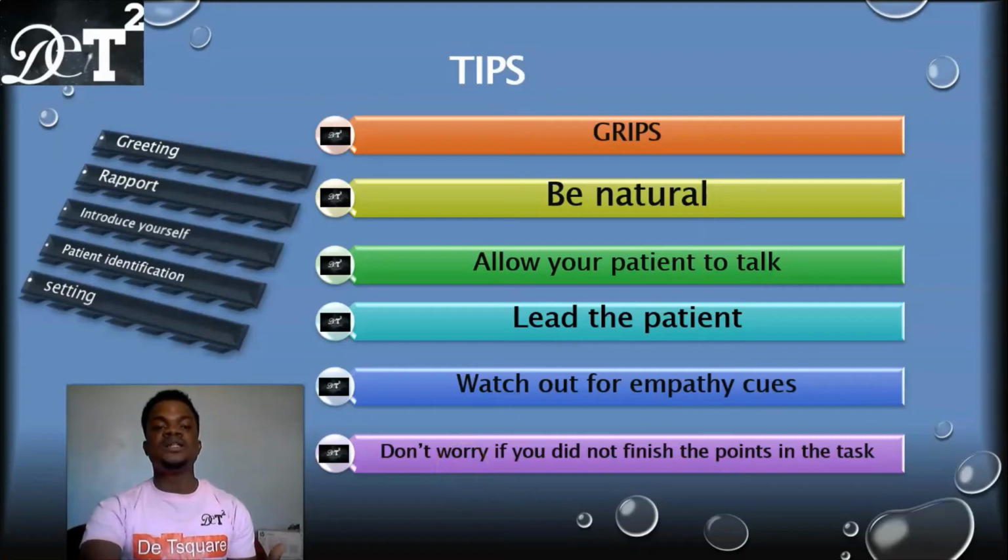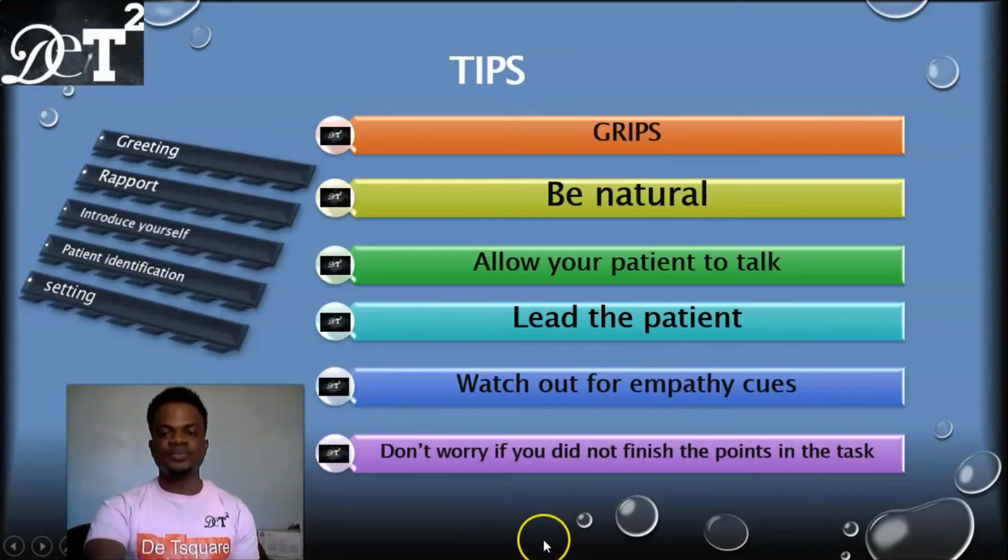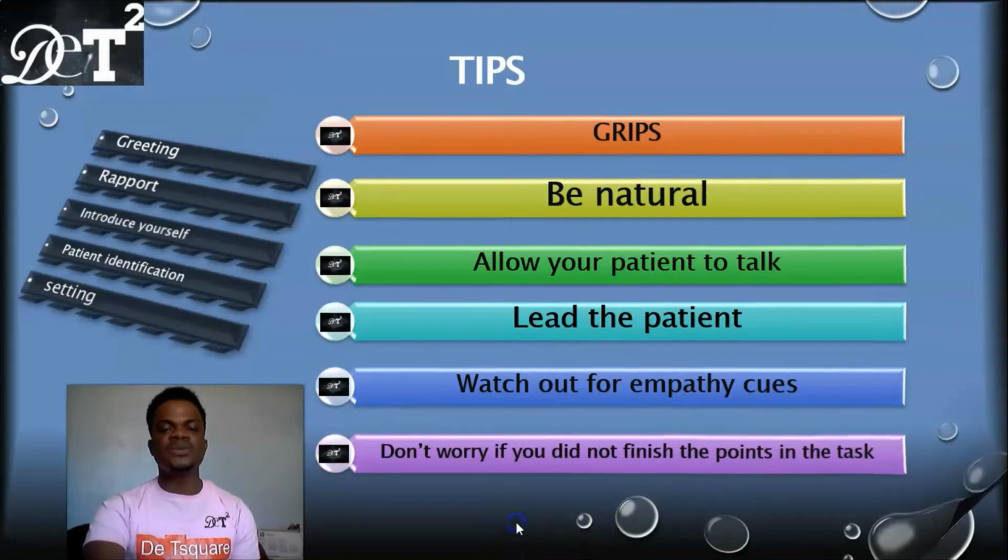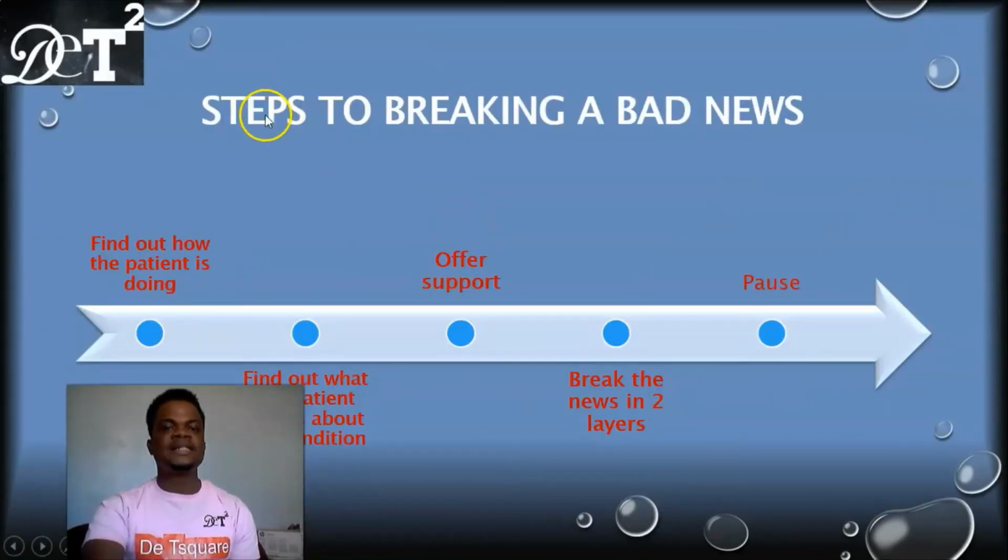So the assessment is based on those 9 criteria. If you're not still conversant with those criteria, you can go to some of my speaking tutorials that I released on this channel. You will understand them better. Okay, so now let's go to the steps that you will follow while breaking bad news.